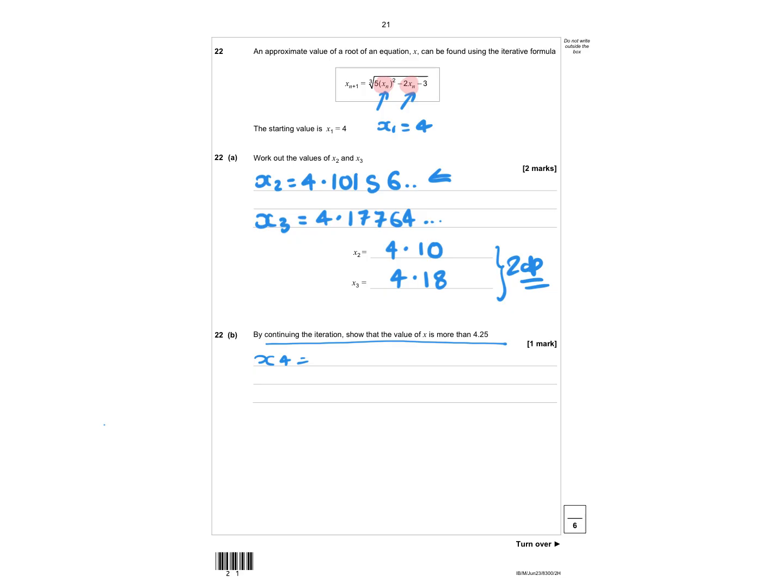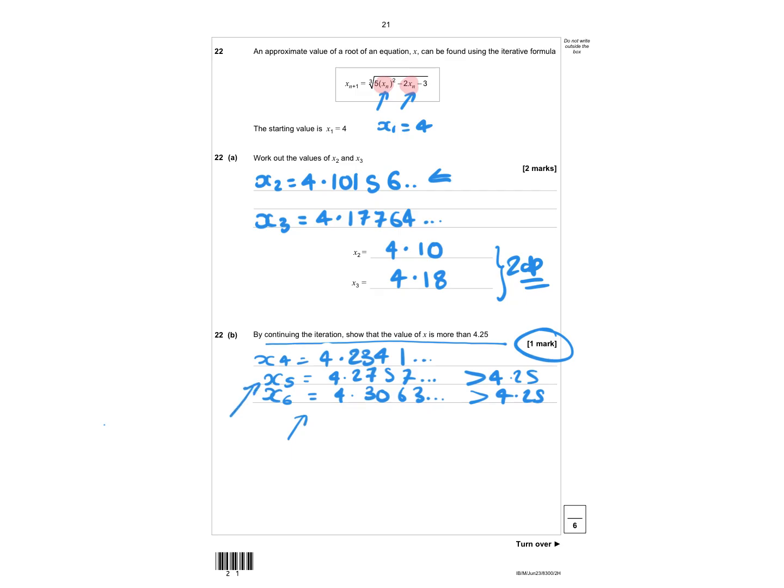I'm going to see that x4 is equal to 4.2341... and then x5 is equal to 4.2757... and then we get to x6, which is 4.3063... So you can see that these values are greater than 4.25. And there's only one mark here, so the examiner really just wants to see you continuing the iteration so that you get to a value that's greater than 4.25, which you do with x5 straight away.